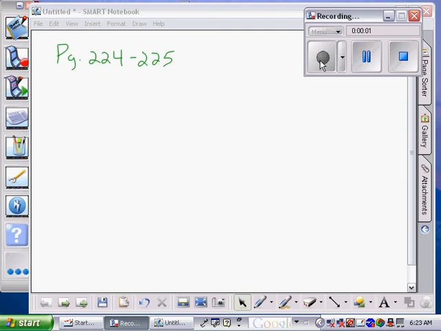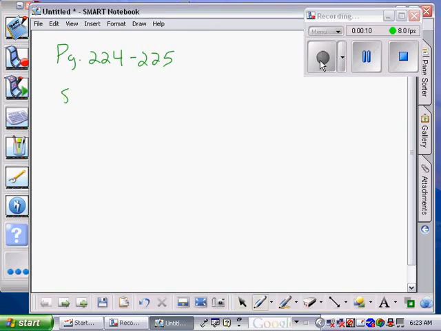Page 224 and 225, we're going to look at different ways of using the fundamental theorem just to refresh your memory. So we'll start by looking at number 8. We did some of the odds on this page already.